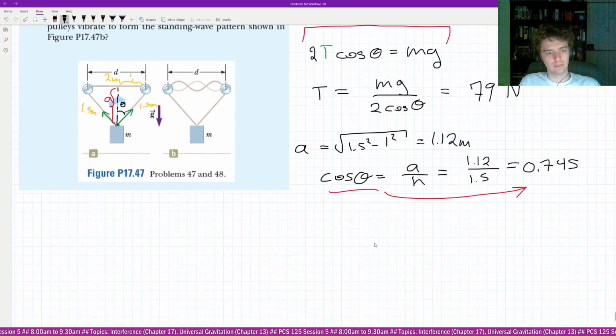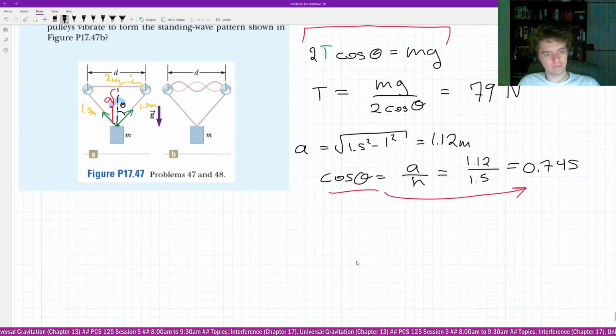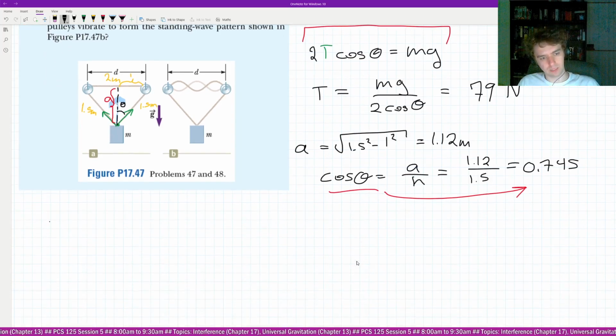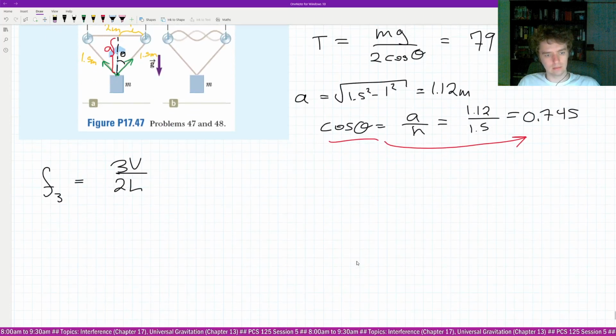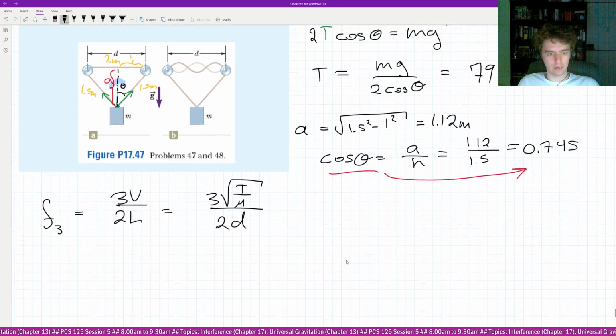They gave us mass. Okay, and then part B is what frequency must the string between the pulleys vibrate to form the standing wave pattern shown in that figure? Well, we just need F3 because that's the third harmonic. So F3 is 3V over 2L. L is D, so this is going to be 3 times the square root of the tension over the mass density, over 2D, because D is the length of the string that's actually vibrating.